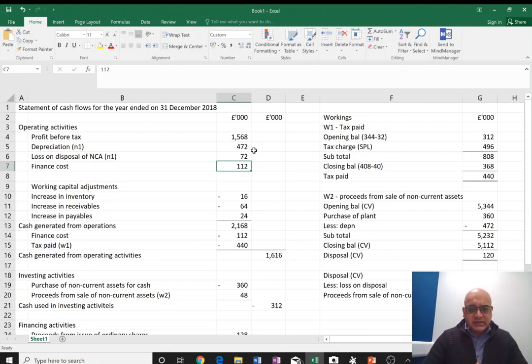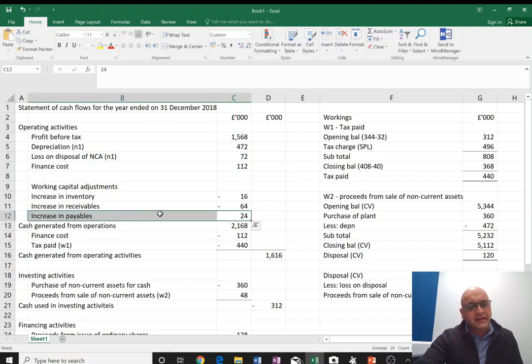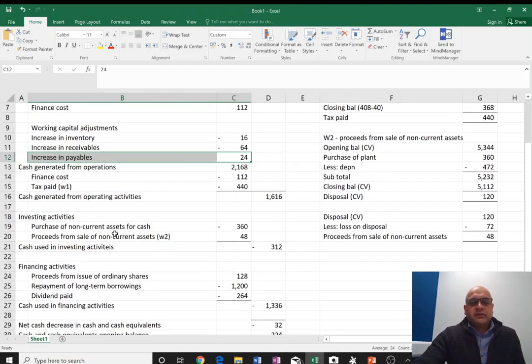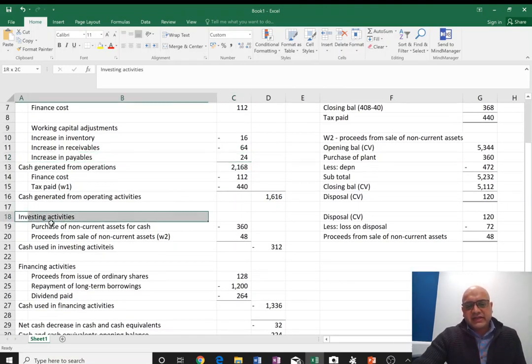So those were the key contributing factors turning the accounting profit into cash. And there was a bit of increase in payables as well, which helped. So operating cash profit looks really healthy. Now we divert our attention to investing activities. What is going on over here?